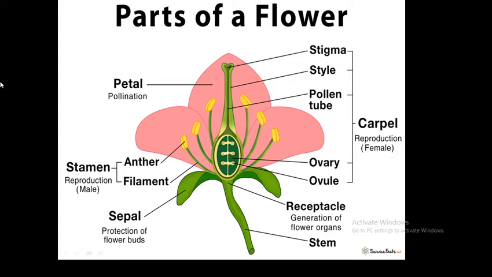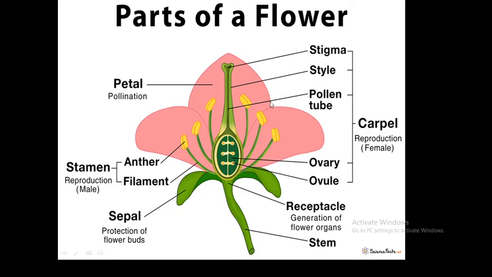Parts of the flower. We have here the stigma, and then we have the style, and then we have the pollen tube where the pollen passes inside, and then we have the ovary, and then the ovule where fertilization takes place here. Then we have here, this is the female part, we call it carpel. This is the female part. And then let's go to the male part, we call it the anther, and the filaments, we call it stamen. So this is the male reproductive organ in the flower.